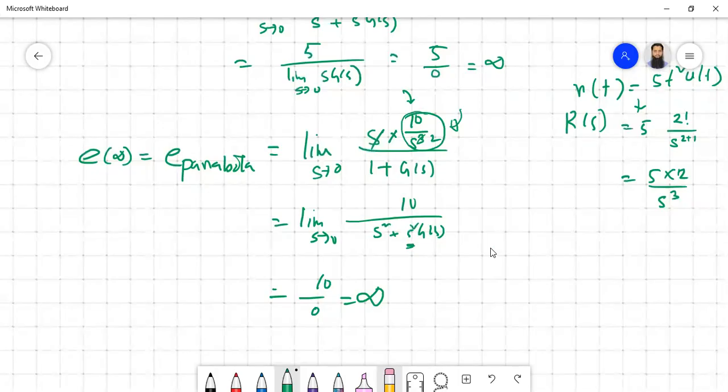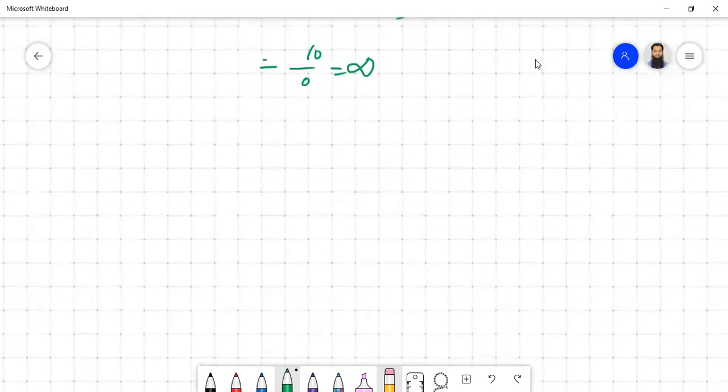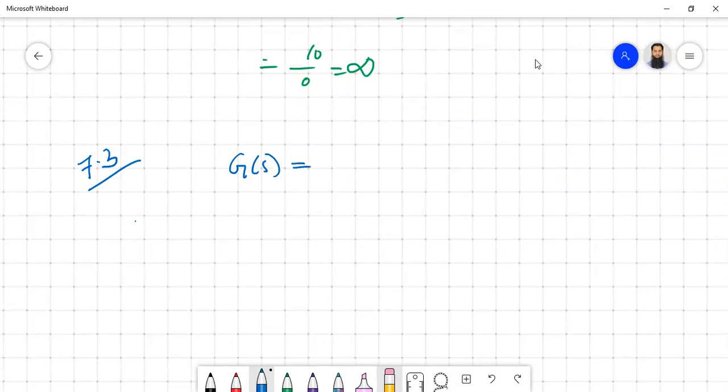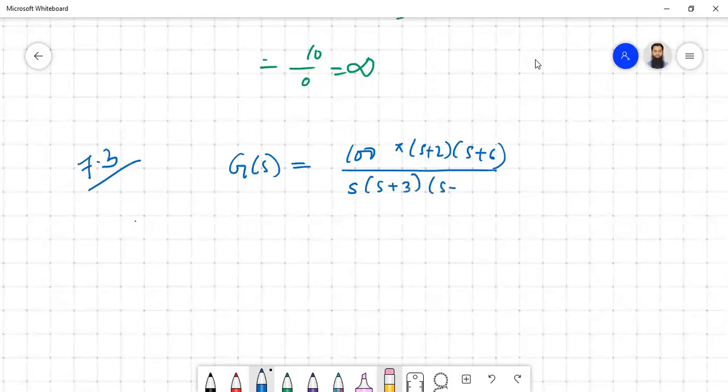Now go for another example, example 7.3. Example 7.3 actually gives us another forward path transfer function, same 5 ut, 5t ut, and 5 t square ut is applied. So now just instead of drawing those diagrams, let me apply it directly. So g of s is provided, forward path gain, that is 100 into s plus 2, s plus 6 divided by s into s plus 3 and s plus 4. Okay, so now for this system, which one should we go for?